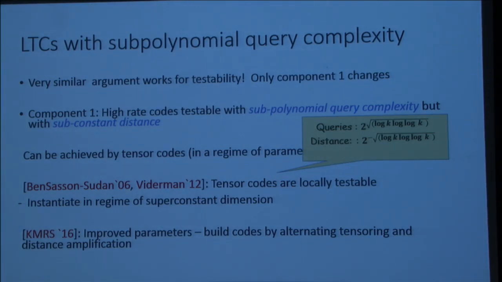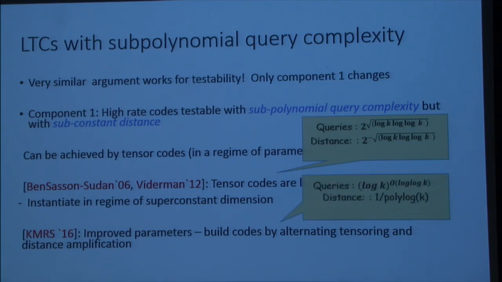So in this paper we also improved component 1 by alternating tensoring and distance amplification. You tensor, you amplify distance, you tensor, you lose distance, you amplify. So by some kind of alternation we can improve component 1, and then it feeds into component 2 and we get the quasi-polylog.